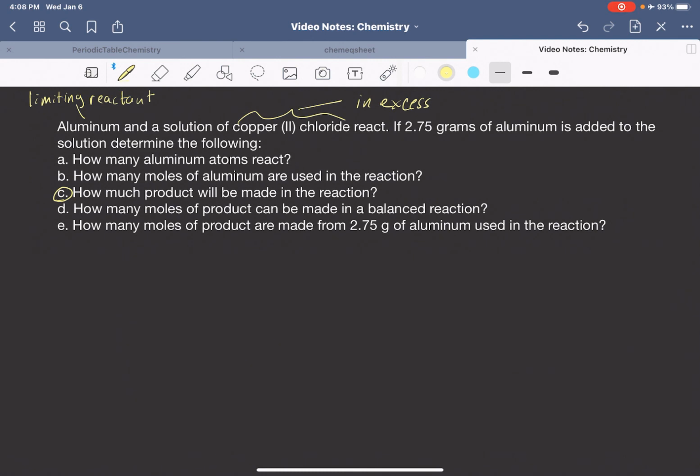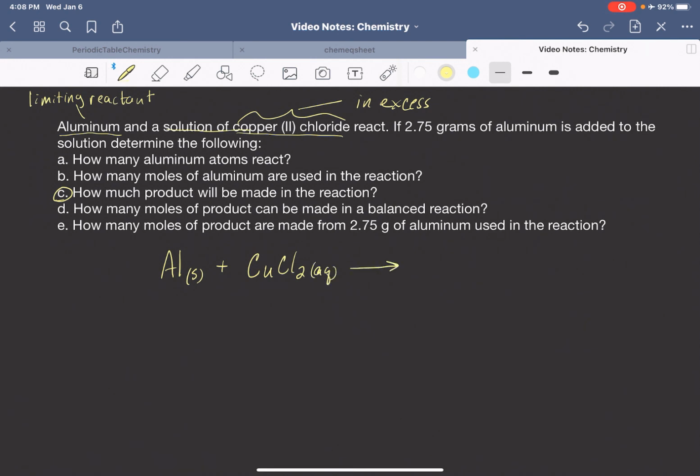Okay, here's where we need to do a little something different. We actually need a reaction to do this. So this is aluminum and copper 2 chloride, and it's a solution. Aluminum is a metal, like aluminum foil, right? That's a solid. Aluminum plus copper 2 chloride, and it's a solution, so that would be aqueous.